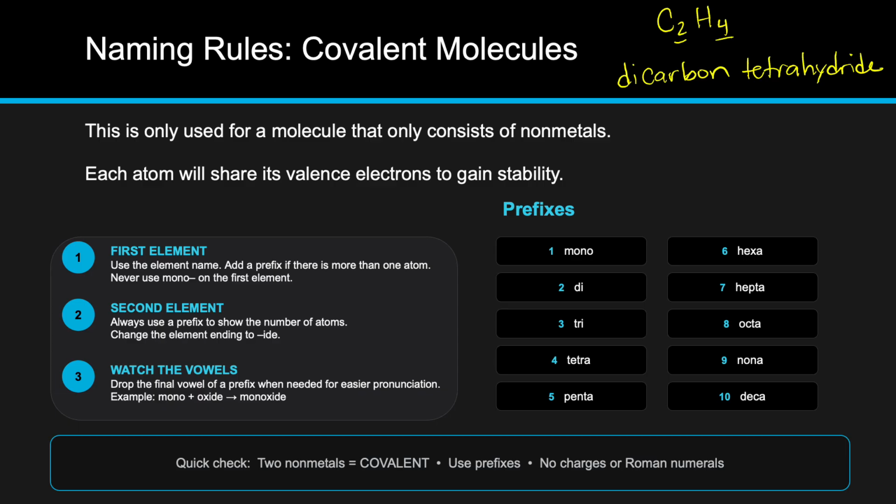A very important mistake made a lot in pre-IB, not as much as in AP, but just as a reminder: we do not double up vowels. So when we do monoxide, like in carbon monoxide, it's not monooxide. You take out one of the O's. And the other one is there are never Roman numerals or charges in covalent molecules. So we're not using Roman numerals, we're not using charges.